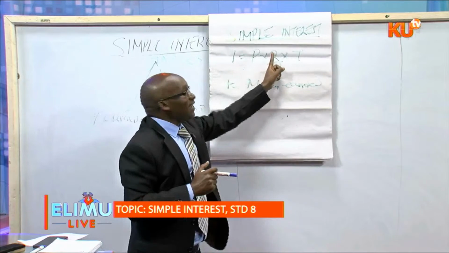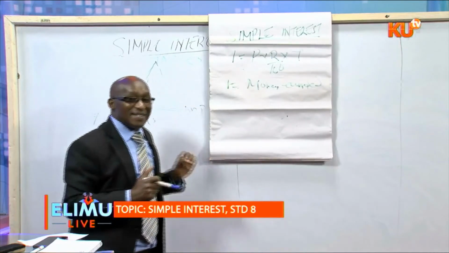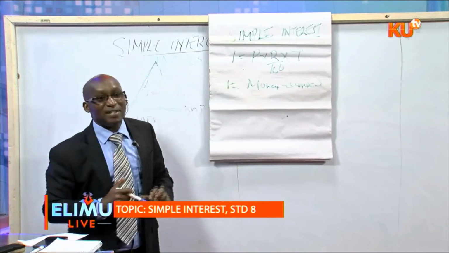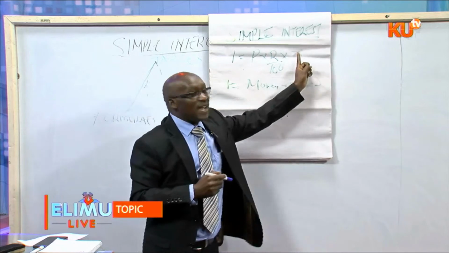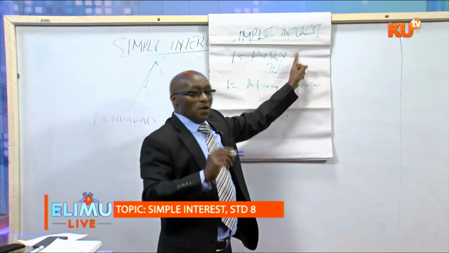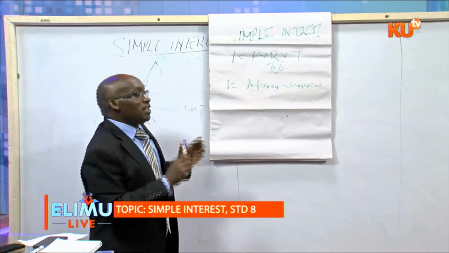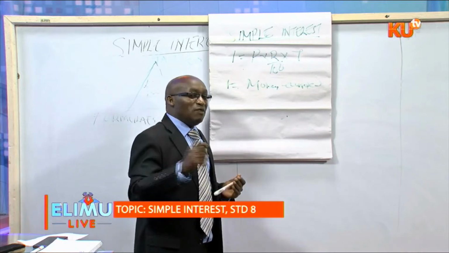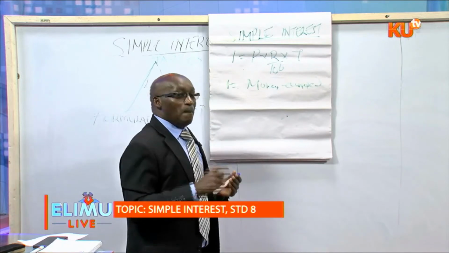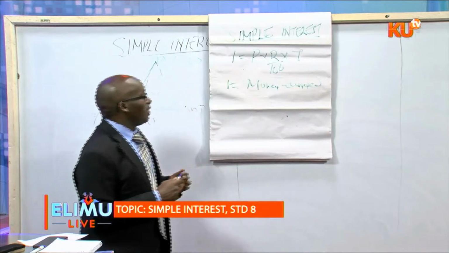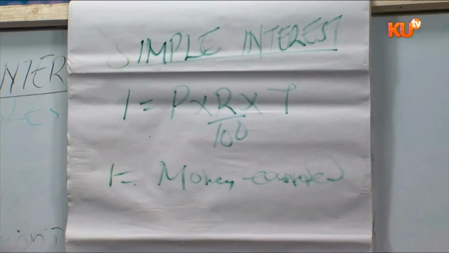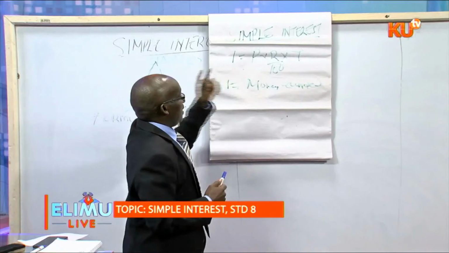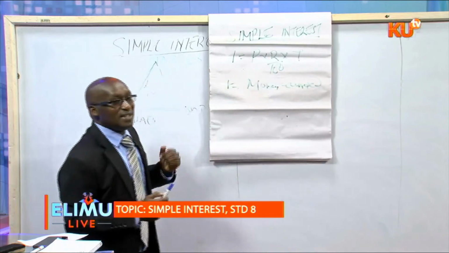Then we have the rate, which is the percentage at which the interest is calculated. Then we have the time. This is the duration in which the money stays in the bank, or the time taken for an individual to pay money that is borrowed from a bank. Then we have a rate here. This one is always given as a percentage. Rate is always given as a percentage.